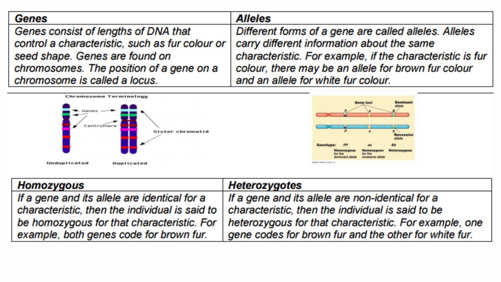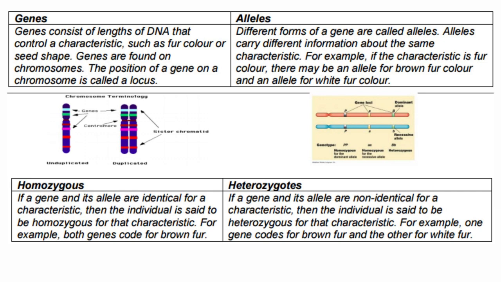Alleles carry different information about the same characteristic. For example, if the characteristic is fur color, there may be an allele for brown fur color and an allele for white fur color. Take a look at the two following diagrams.